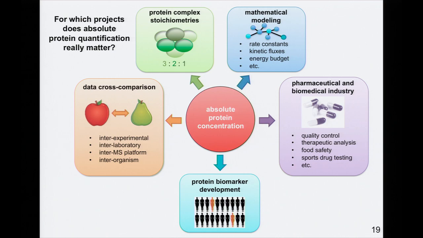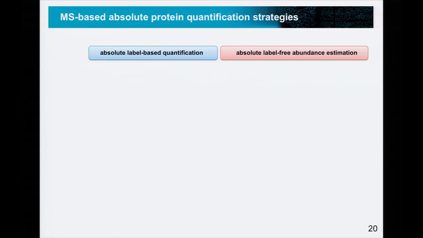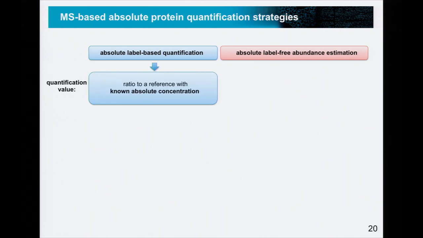So some cool applications for absolute quantification are new types of comparisons of quantitative data that you maybe didn't even think about when you generated the data initially. Okay. And also absolute protein quantification can be categorized in two different groups: working with isotope labeling and working label-free. Definitely the gold standard in absolute protein quantification is label-based quantification.